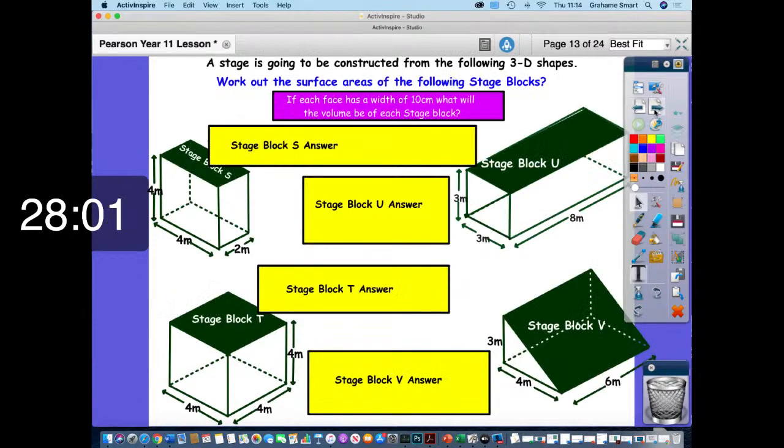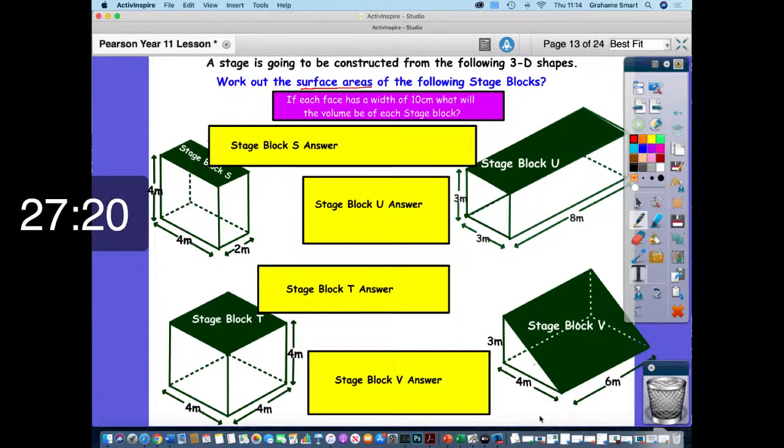All right, so here's where you have to do some work, folks, and it's going to take a while to do this, and there's no way round. I have to just let you have a go at this. So a stage is going to be constructed from the following 3D shapes, but we're not going to take them to the venues as 3D shapes. We're going to flat pack them and take them that way. So I need to calculate two things here. I need to know the surface area of each of the following stage blocks. So I want you to work out the surface area of stage block S, stage block U, stage block T, stage block V.